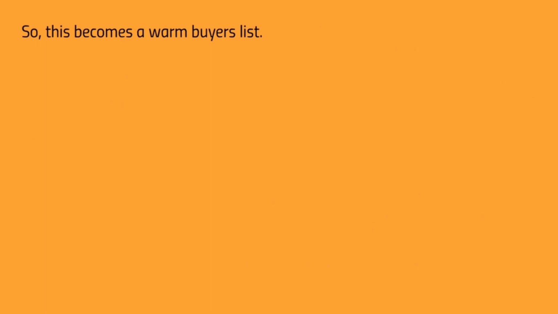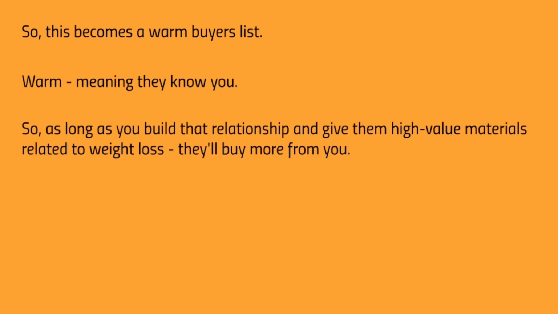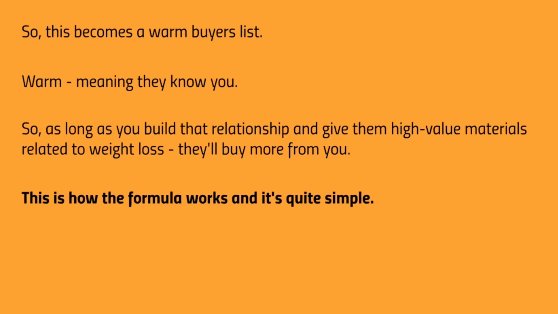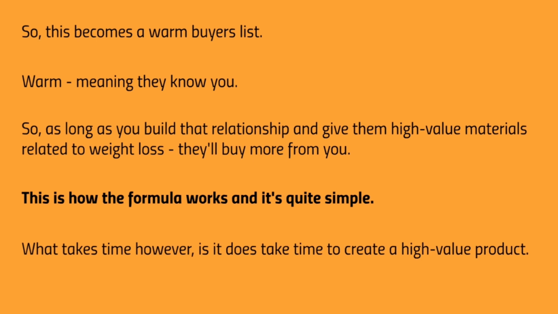Cold list means that they don't know you at all. They don't know who you are. They just subscribe to your list. They don't know what you can offer to them. With a warm list, they have that connection. They know you, basically. That's what that means. So as long as you build that relationship up and you constantly give them high value materials related to weight loss, they'll buy from you. And this is how the formula works. And it's very simple, as you can see.